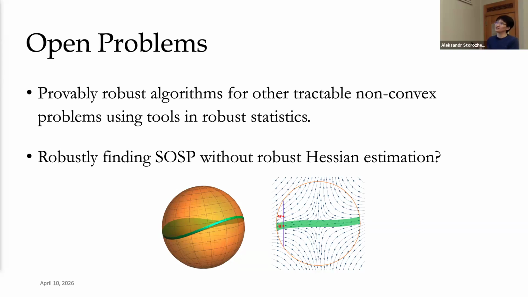So the question is, can I solve, I guess, matrix sensing in the epsilon corruption model with the right sample complexity by doing something along this? All right, and that's it.